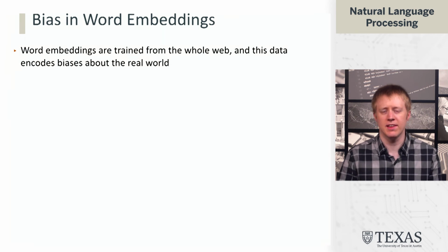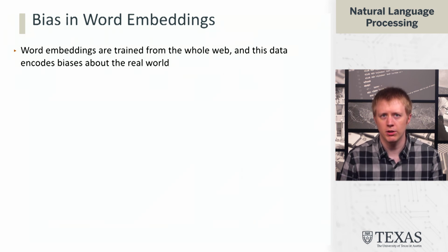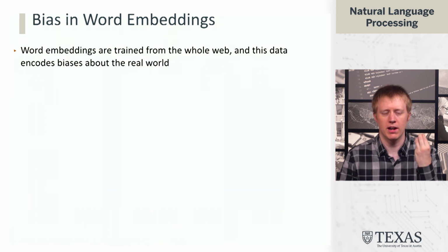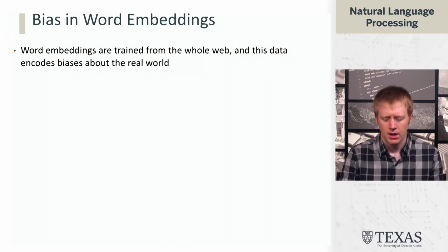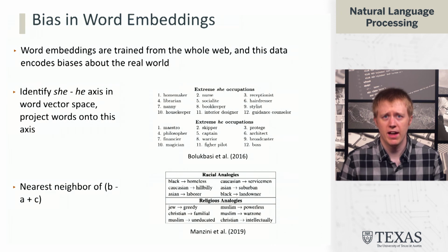But the problem is that this text is not neutral or somehow drawn from some underlying distribution that is just linguistically pure, right? This data encodes biases about the real world, and the concern from the standpoint of word embeddings is that we are at a very early stage in our NLP pipeline encoding those biases into our model. So let's talk about what that means.